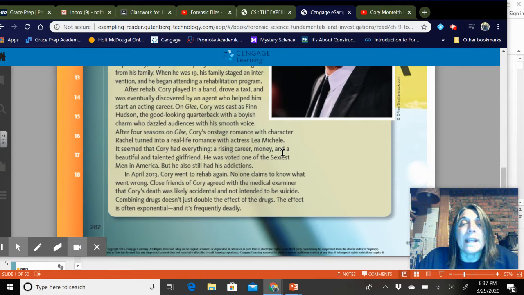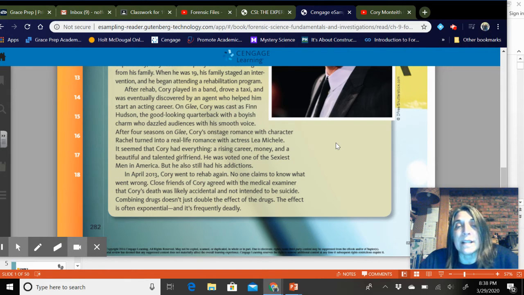After rehab, Cory played in a band, drove a taxi, and was eventually discovered by an agent who helped him start an acting career. On Glee, Cory was cast as Finn Hudson, the good-looking quarterback with the boyish charm who dazzled audiences with his smooth voice. After 4 seasons on Glee, Cory's on-stage romance with character Rachel turned into a real-life romance with actress Lea Michele. It seemed that Cory had everything: a rising career, money, and a beautiful and talented girlfriend.